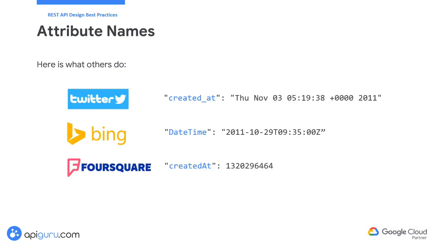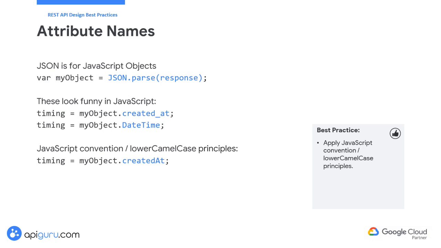Next, let's discuss naming attributes. Organizations adopt different strategies, but we recommend using lower camel case for readability. This naming convention has the first word in lowercase, with each subsequent word starting with an uppercase letter, no spaces or underscores in between.